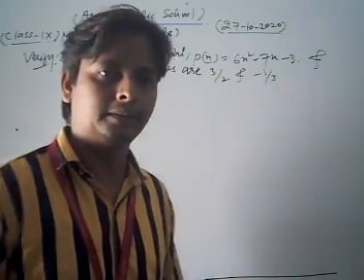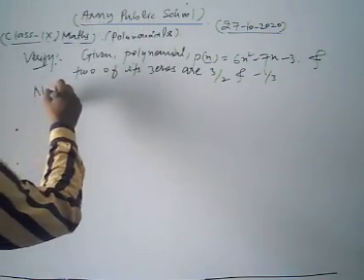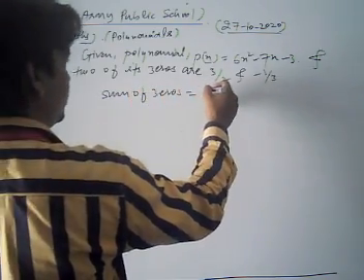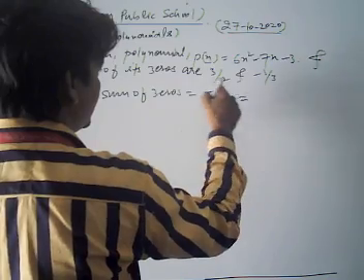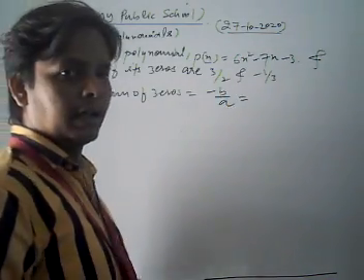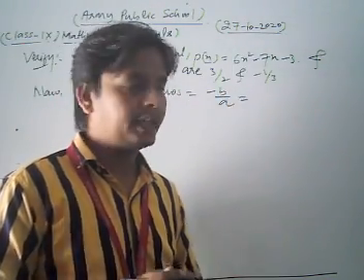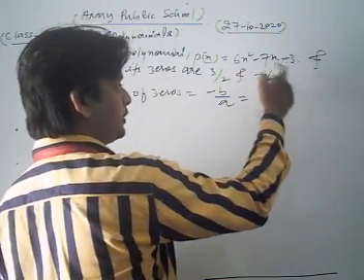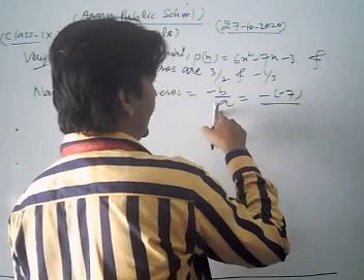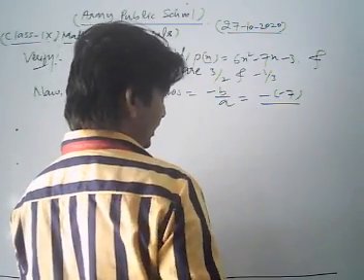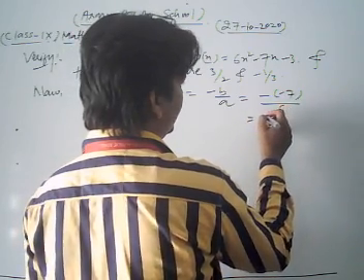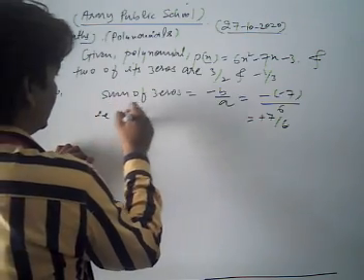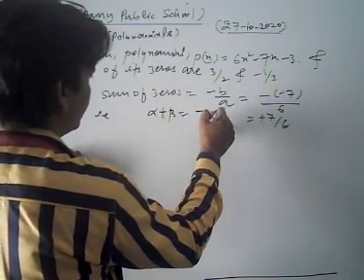Now, first of all, we find the sum of zeros. Sum of zeros by formula is minus b by a, where b is the coefficient of x and a is the coefficient of x square. Here b is minus 7 and a is 6. So we get minus of minus 7 by 6, that is 7 by 6. Now sum of zeros means alpha plus beta is equal to 7 by 6.